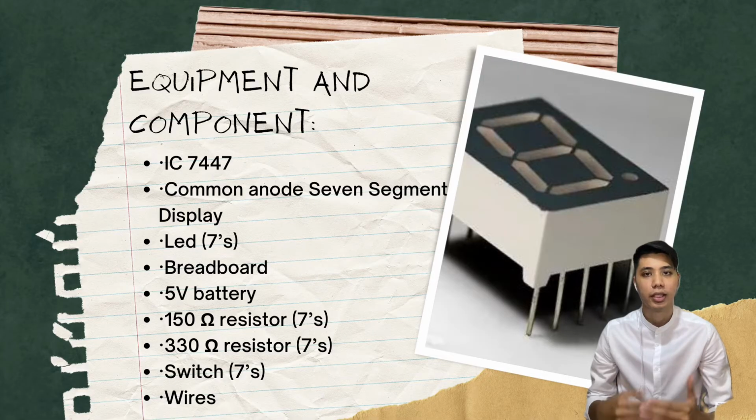Next slide. This is the list of equipment and components involved in this experiment. Firstly, we use IC7447, and then we use common anode 7 segment display, 7 LED, breadboard, 5 volt battery, 150 ohm resistor, 7 3300 ohm resistor, 7 switch, and lastly we use wire.